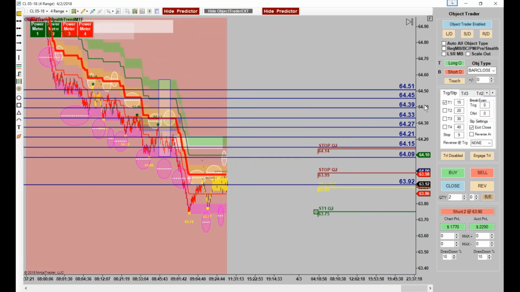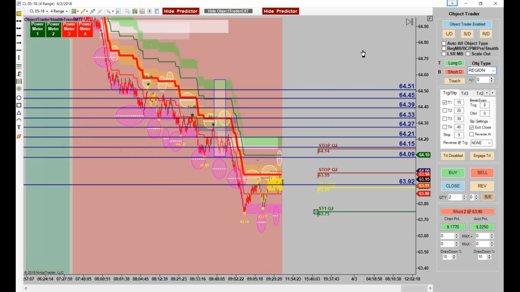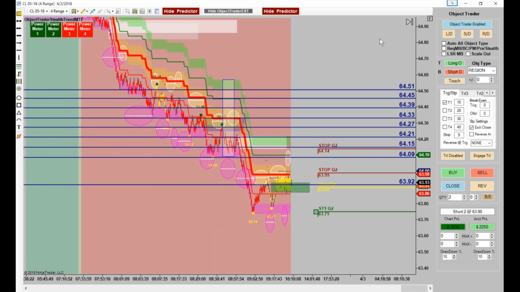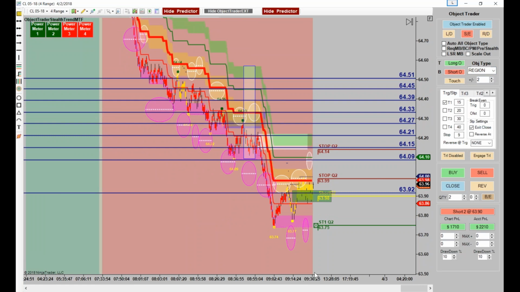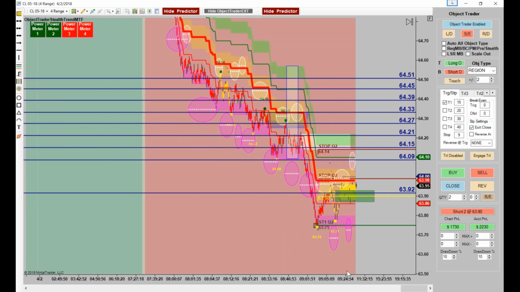And could we do, let's see, we got 2 on. I'm going to do one other thing. Then we're going to wrap pretty soon. I'm going to do a region. I'm going to do a short outside. Touch +2. That's if we don't get taken out. Are we going to get taken out? Maybe.